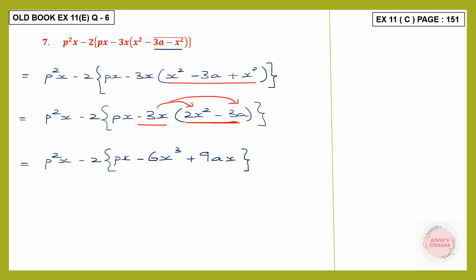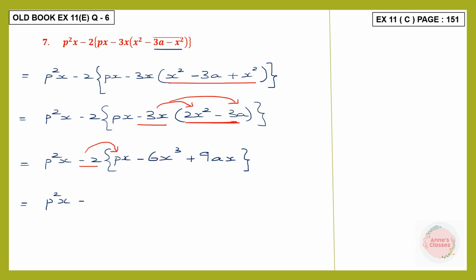So here let's see. We're going to write p square x. Now inside this, what can you simplify? They're all unlike terms, so you cannot simplify them. They will remain as it is. So we're going to multiply minus 2 into each term inside. So first minus 2 into px.